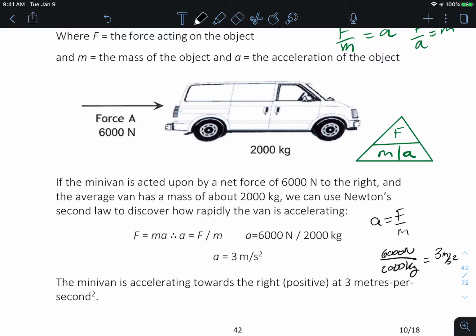It could be going, it could be stopped, and it could be accelerating from stop, or it might be accelerating from a current speed. Either way, you're still going to apply that 6,000 newtons to the van in order to get it to accelerate at 3 meters per second squared.